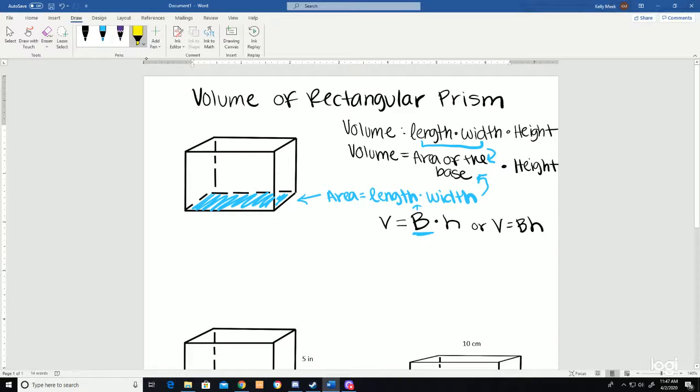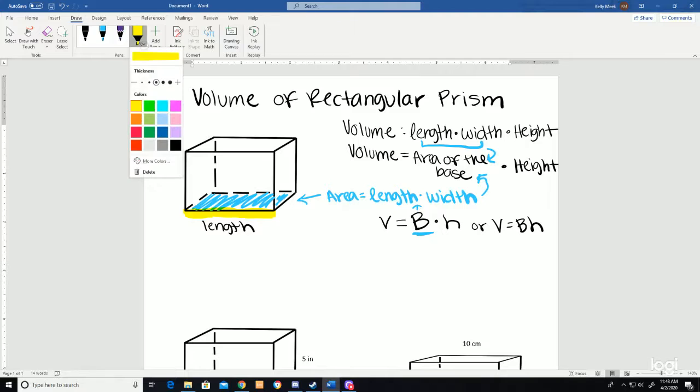So first of all, when it talks about the length, remember the length again is going to be how long the shape is. It is going to be this very long side here. This would be considered our length. Our width is how wide the shape is. So our width would be considered like this. This tells us how wide our shape is.